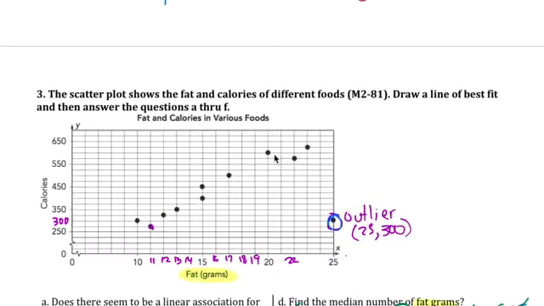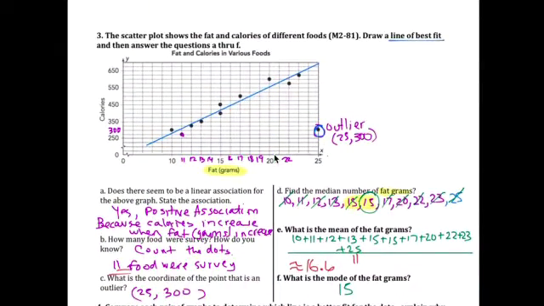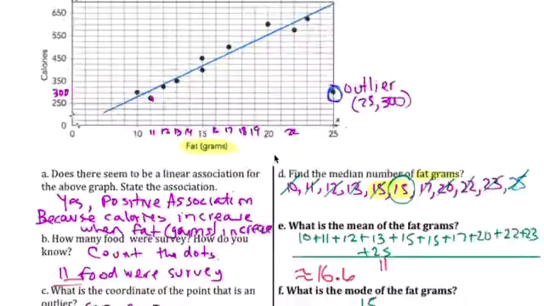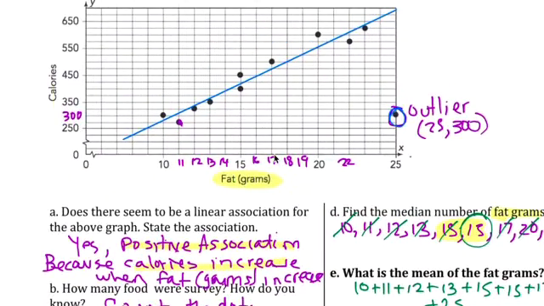And then here, we drew a line of best fit. In class, it says draw a line of best fit. That means you put a pencil in the middle and then you draw right in the middle of it. Your line goes in the middle. And if you draw this line, it's going upward, so it's a positive association. It's positive association because as calories increase, calories increase when fat grams increase.